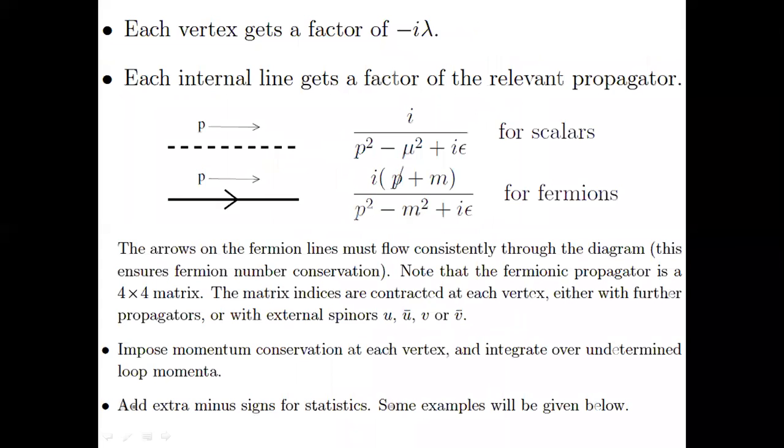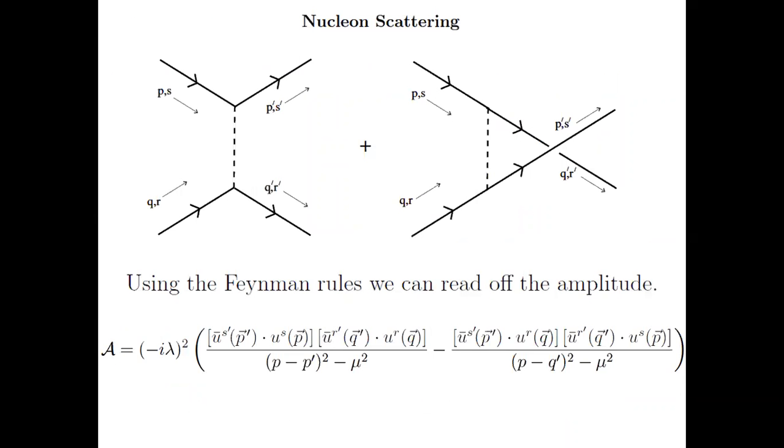This is the propagator for the scalar, and the propagator for the fermion. At a vertex, we always take the minus i lambda factor because of the Dyson expansion. Okay, momentum conservation at each vertex. Okay, and an extra minus sign for statistics. When fermions are exchanged, we always give a minus sign here because of the Fermi principle. So we look at fermions.